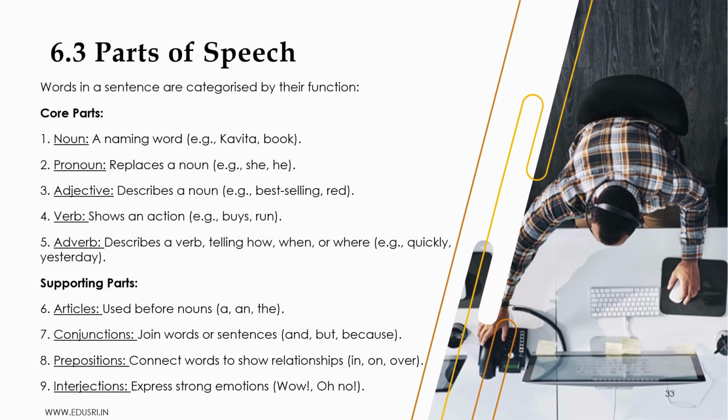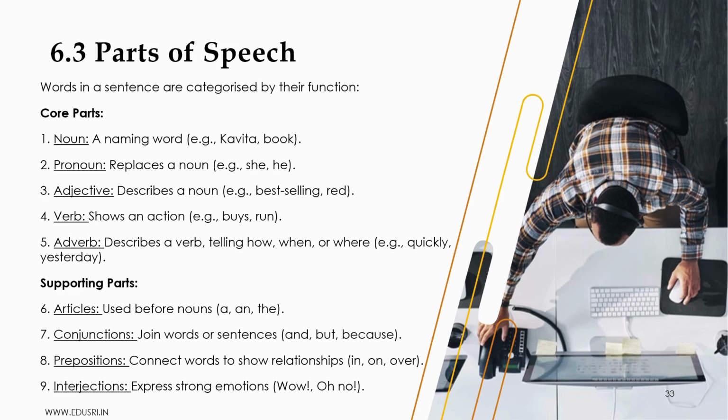In this slide, we explore the parts of speech, the building blocks of every sentence. Words in a sentence are grouped based on the role they play. Let's begin with the core parts. A noun is a naming word, such as Kavita or book. A pronoun replaces a noun, like she or he.